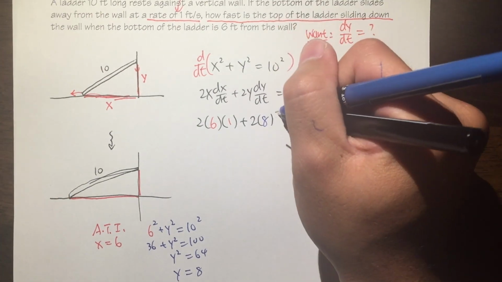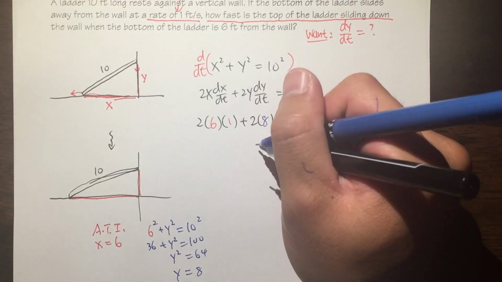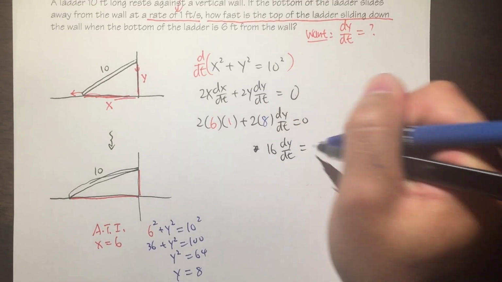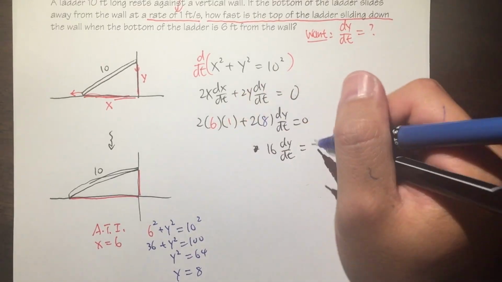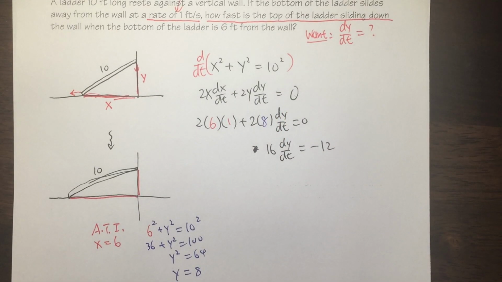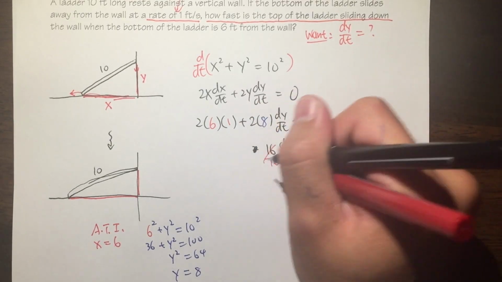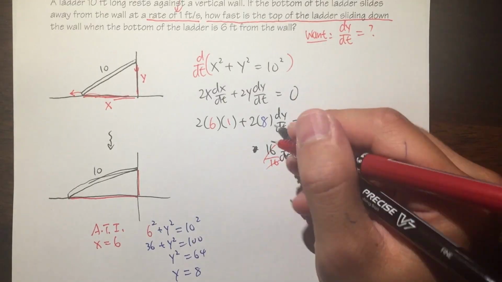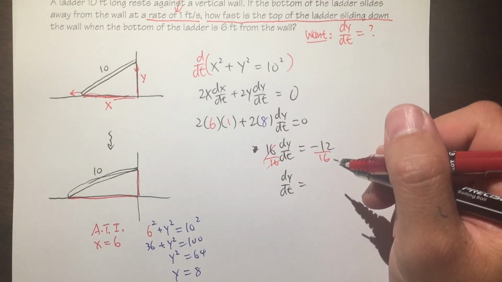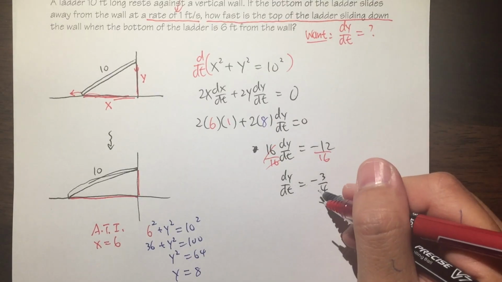And with that, you can solve for dy/dt. Let me keep this on the left hand side. 2 times 8 is 16, so I put 16 dy/dt. Bring this to the other side, that's going to be negative 12, and then divide both sides by 16. The good old algebra days, right? Things just cancel out nicely. Anyway, dy/dt is equal to, when you reduce this fraction, negative 3/4. Right, that's pretty much it.